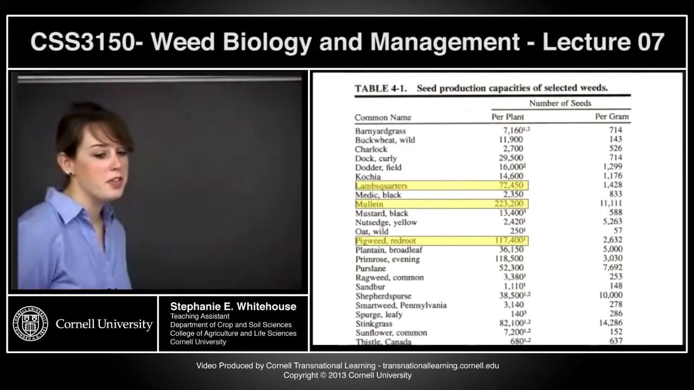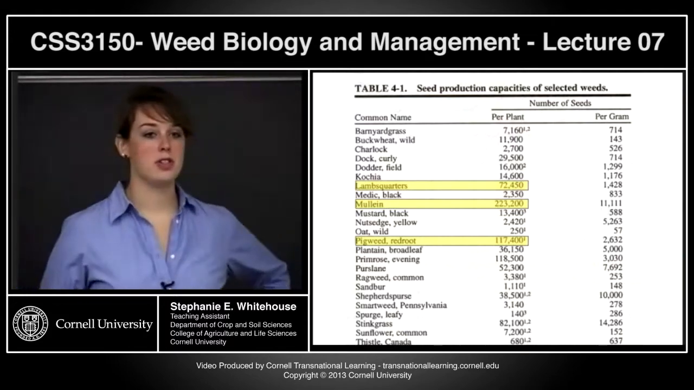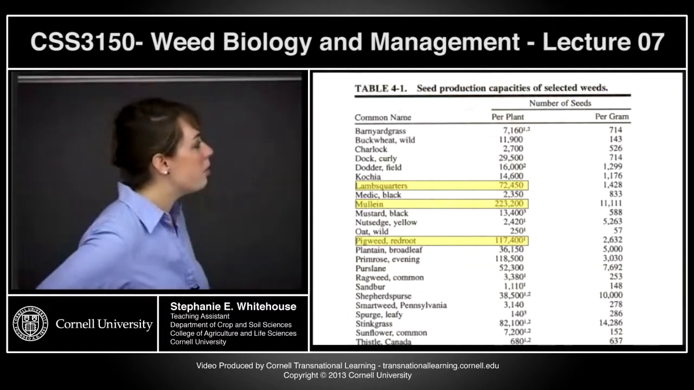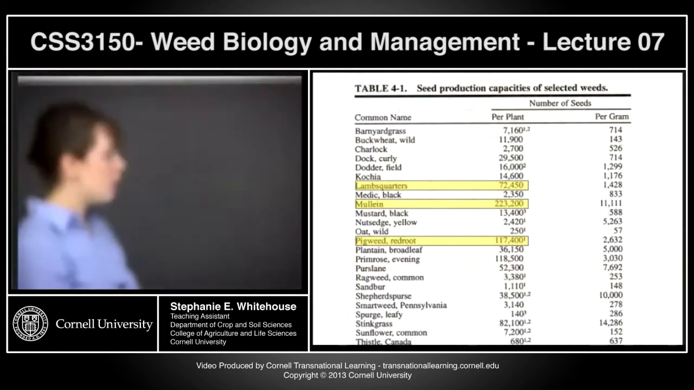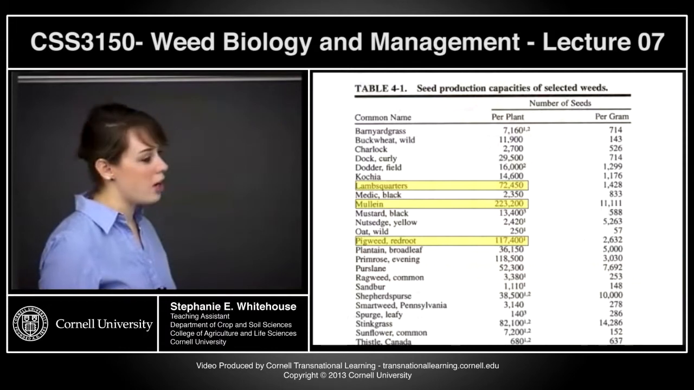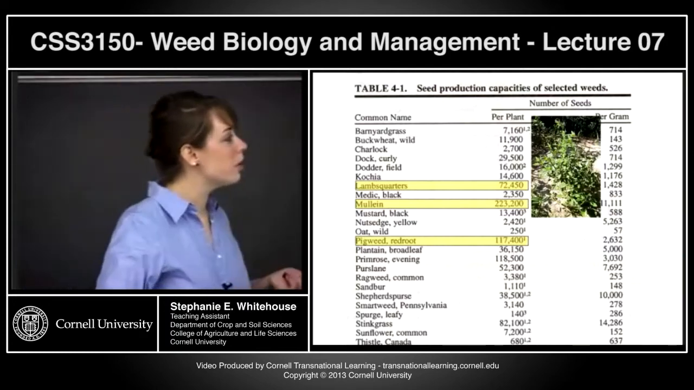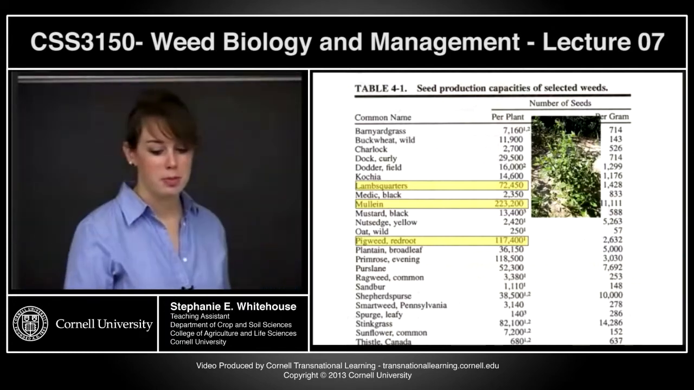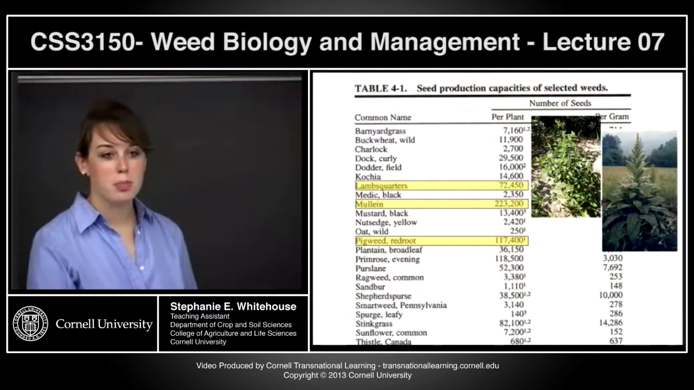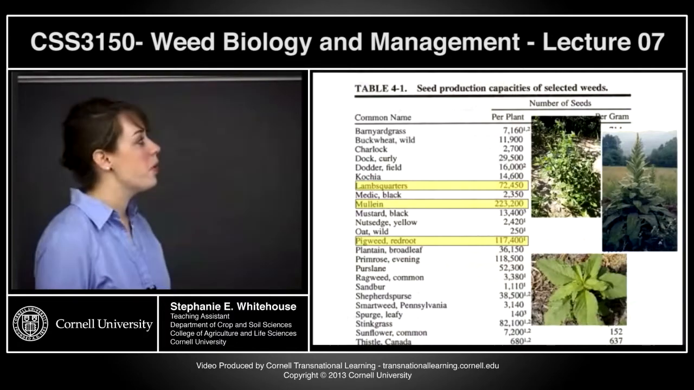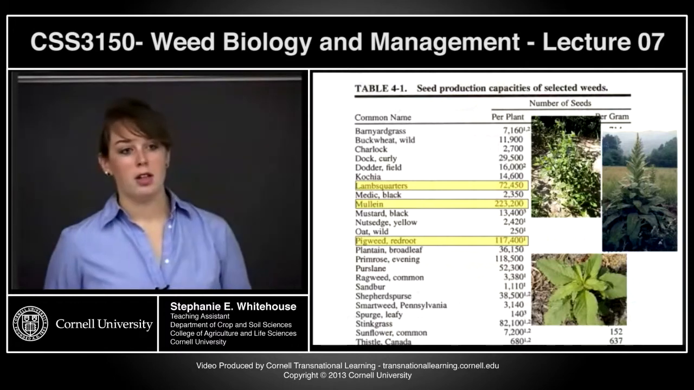Okay, so this graph or figure or table is getting at the idea of seed production capabilities of certain weed species. So a bunch of our most common weed species here, and then looking at the total number of seeds per plant as well as what their size is overall. Our biggest one here is mullein with over 200,000 seeds per plant. It's pretty impressive. Our next biggest one is redroot pigweed with over 100,000 seeds per singular plant. And then we also have one of my favorites, lambsquarters, which is almost 75,000 seeds per plant. Pretty hefty numbers.